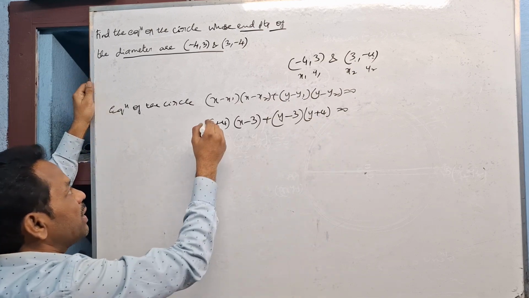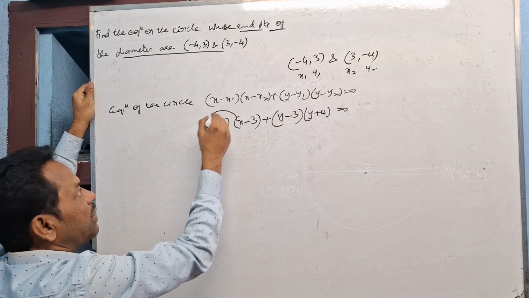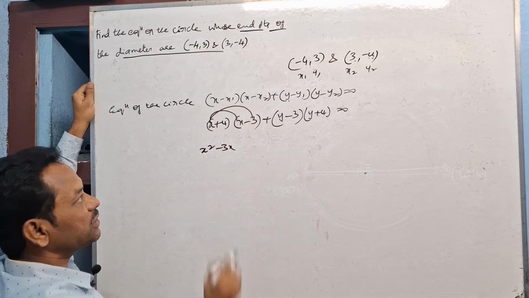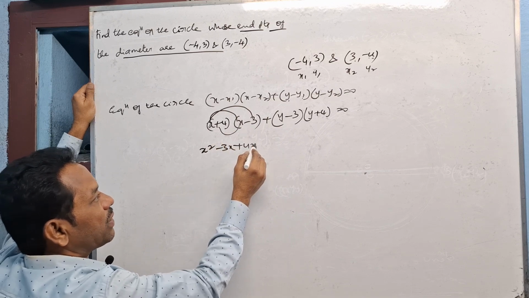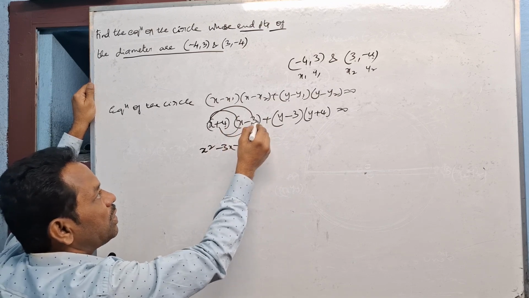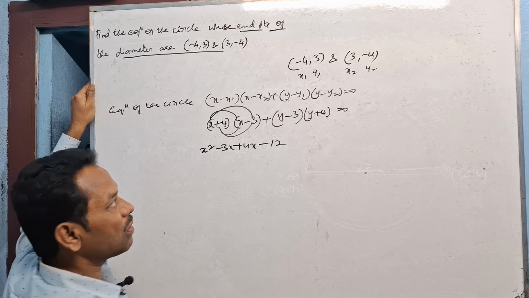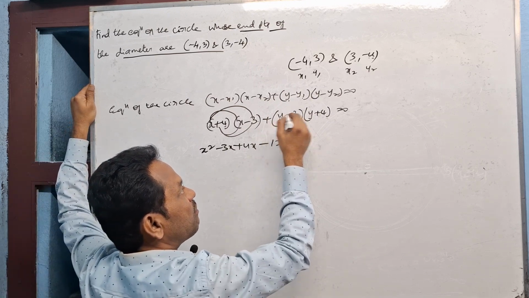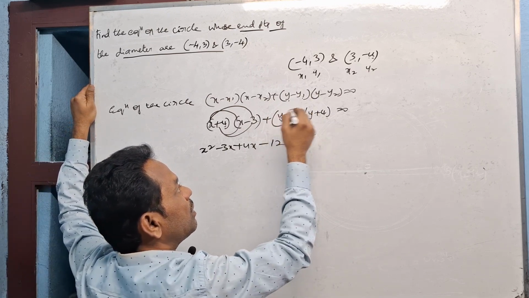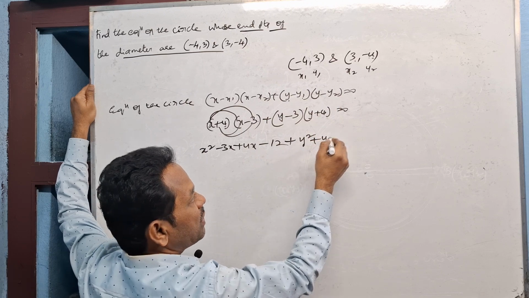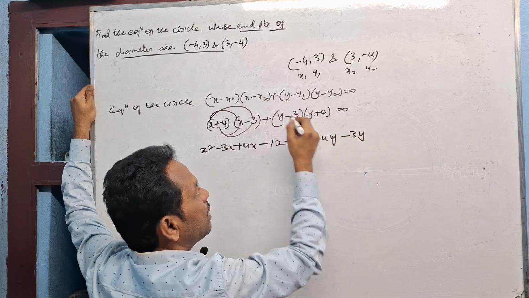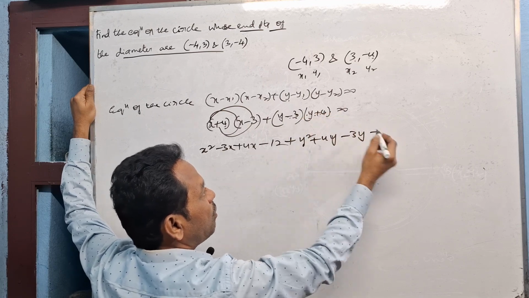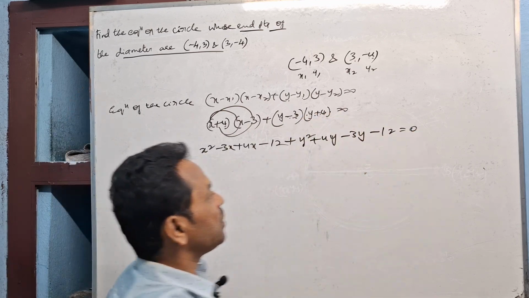Let me simplify. X into x is x square, x into minus 3 is minus 3x. Then next plus 4 into x is 4x, plus 4 into minus 3 is minus 12. Now let me simplify this part. Plus y into y is y square, y into plus 4 is plus 4y, minus 3 into y is minus 3y, minus 3 into plus 4 is minus 12, equal to 0.